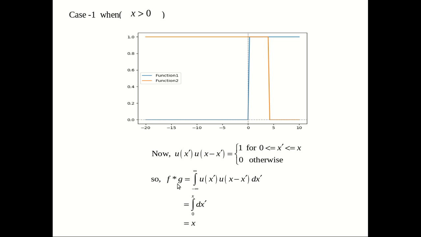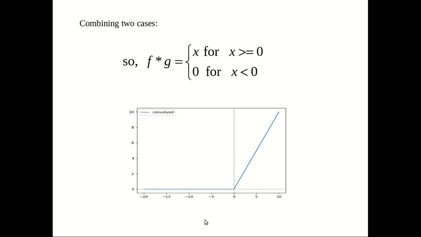So the convolution of the two functions f star g will be equal to the integral from minus infinity to infinity of u(x') u(x minus x') dx'. This value is 1, so the integration value is x. So if we combine these two cases, we can see that the convolution of the two unit step functions is x for x greater than or equal to 0 and 0 for x less than 0. This is the convolved graph for unit step functions.